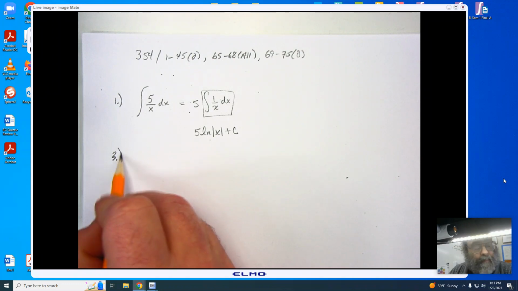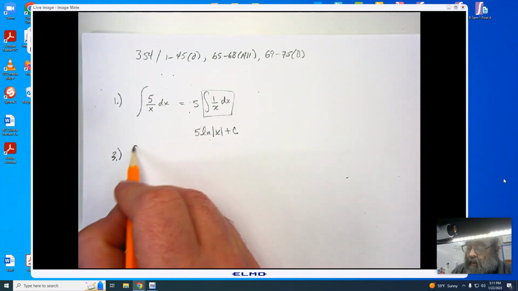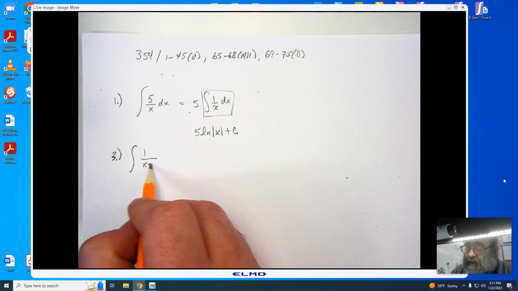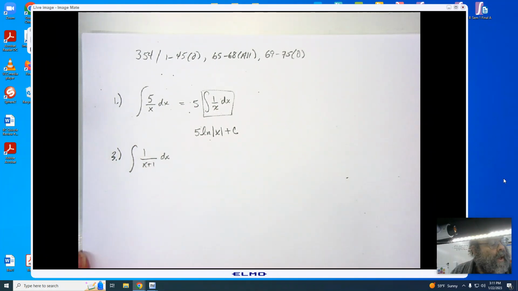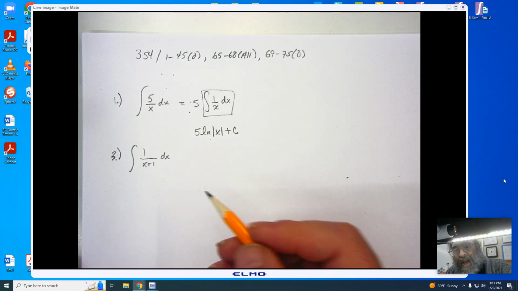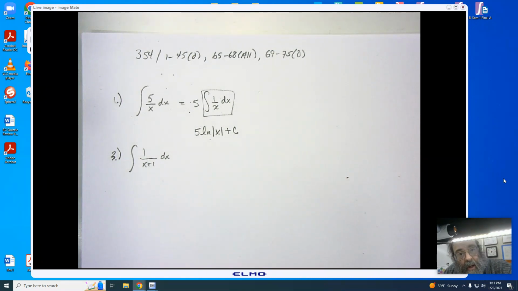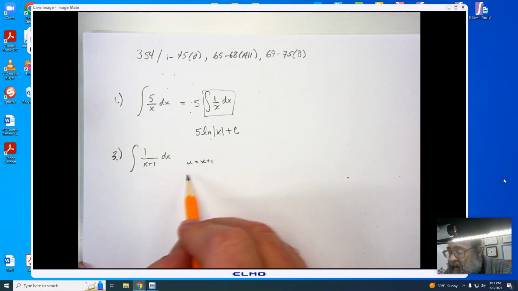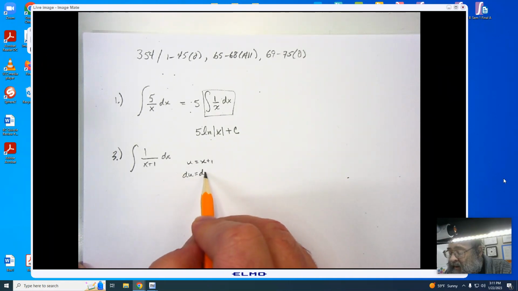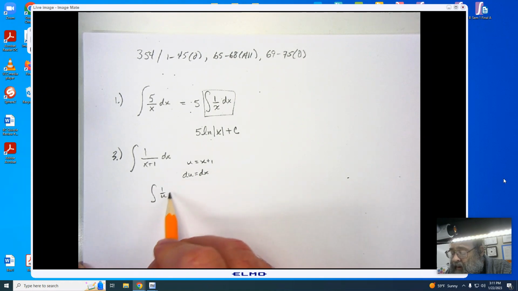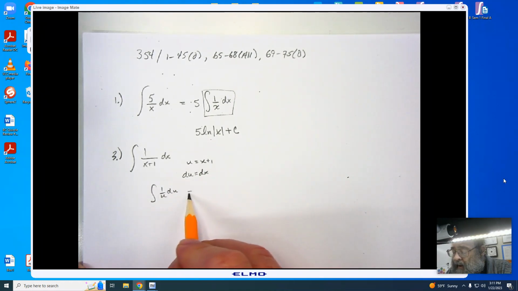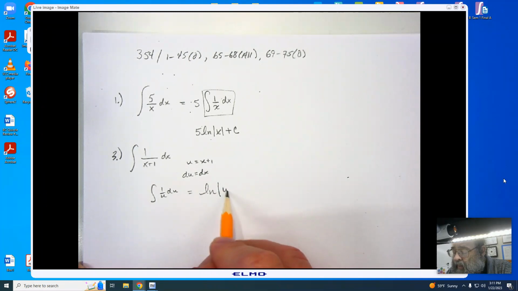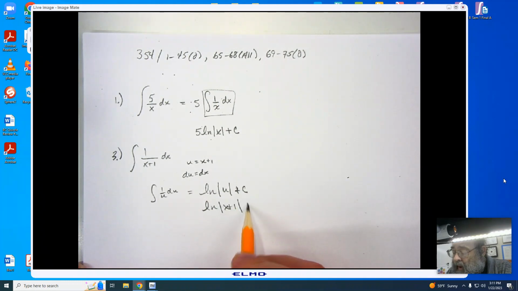Number 3 is asking us to now work with 1 over x plus 1 dx. And in this, we can think about it as a u-substitution. Please be aware if you do, you're letting u equal the x plus 1, then your du is equal to dx, and you're just looking at 1 over u du, and we end up getting the natural log of u plus c, and we back substitute to get the natural log of x plus 1 plus c.